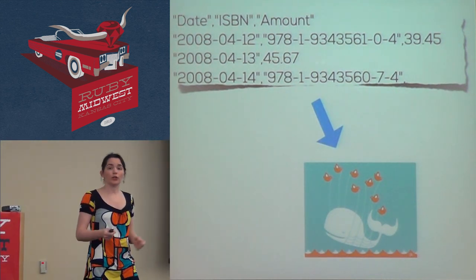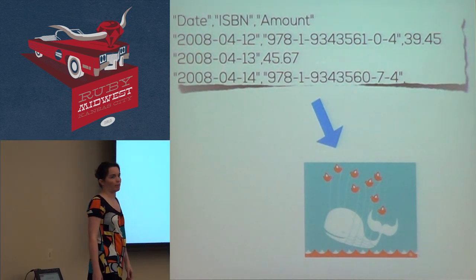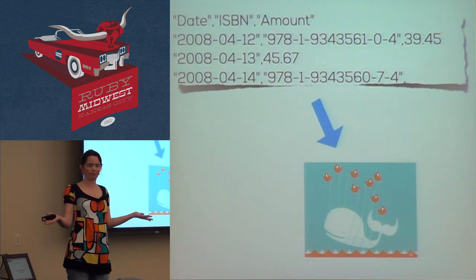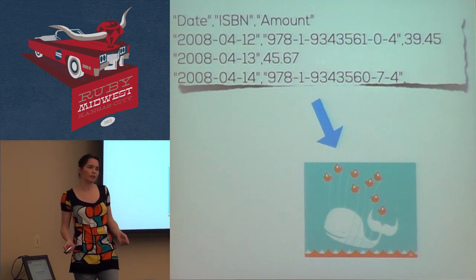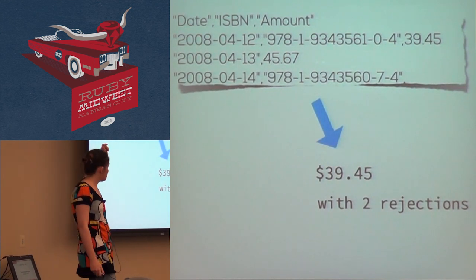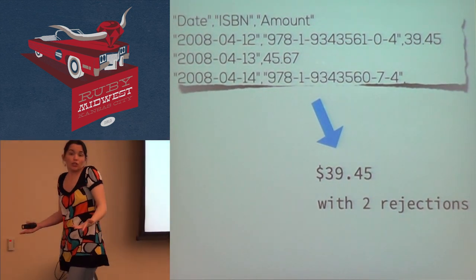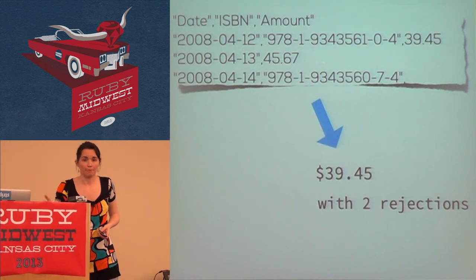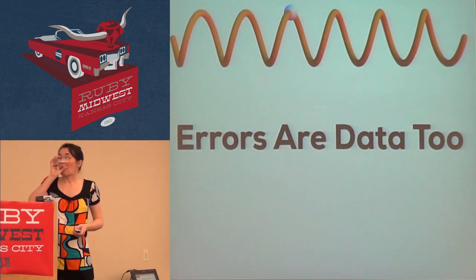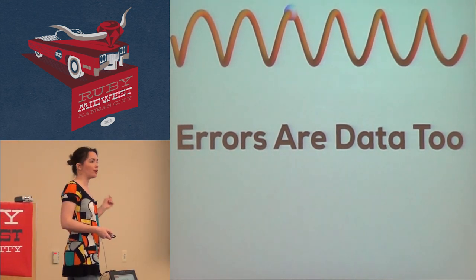So if our goal is to turn this data into information, and we get some bad data, and we all know we get bad data, and fail, no, we're failing the user. What we want out of a file like this is the total of what we can total, and some information about the data that was rejected. That's information. So to produce that information, we have to realize that errors are data too.